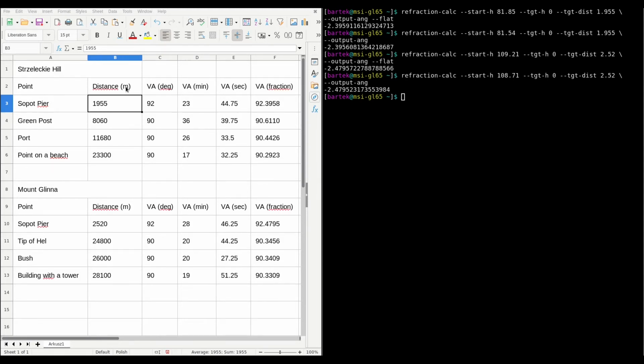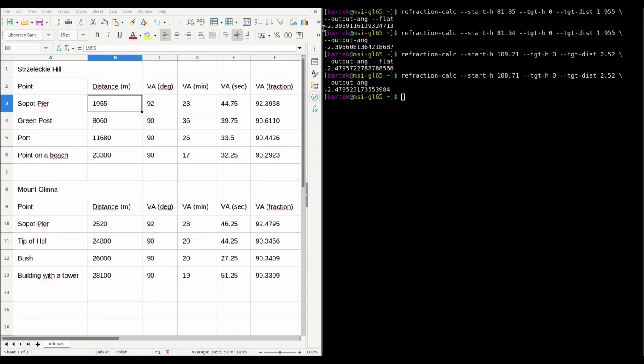So basically what I did is I looked at the distance to the Sopot pier and the vertical angle. From the vertical angle I subtracted 90 degrees, so we're looking at an angle of 2.3958, and then I used trial and error to find an altitude that would reproduce this viewing angle with the assumption that the target is at an altitude of 0 and at a distance of 1.955 here and 2.52 kilometers here. So, as you can see, these are the altitudes that do the trick.